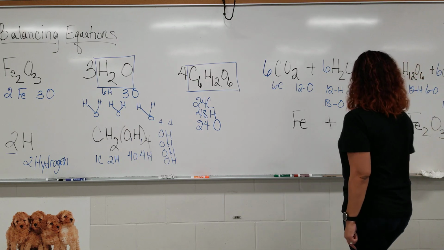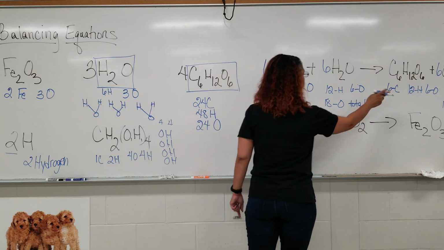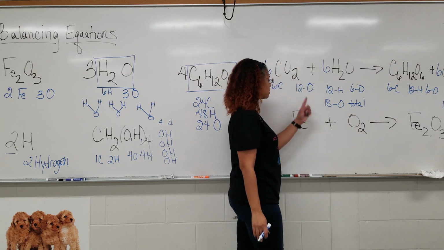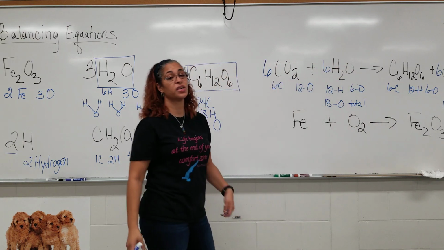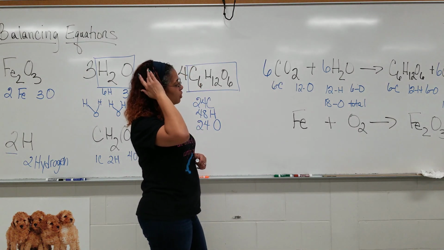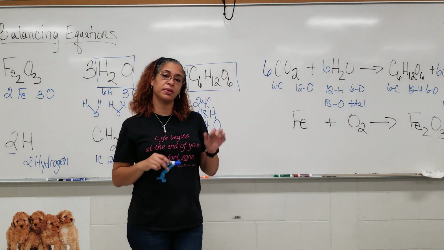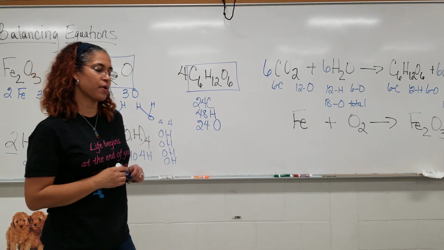Okay, so 18 and 18 oxygens, 6 and 6 carbons, 12 and 12 hydrogens. My equation is now balanced. Okay, so let me give you a little bit of an easier one. It's a little bit easier, but you have to play around with it a little bit.